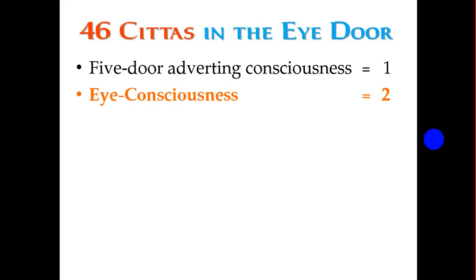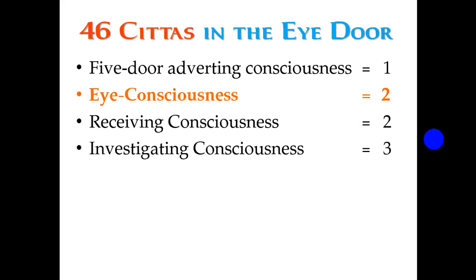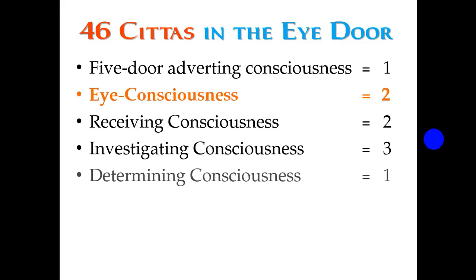The reason is, when we are talking about the ear door, we have to replace it with ear consciousness. The rest are the same, right? Then after eye consciousness, receiving consciousness, two types of receiving consciousness. Then investigating, three types of investigating consciousness. And then after investigating, determining, one type of determining consciousness. Actually, this one is called mind door adverting, determining consciousness.